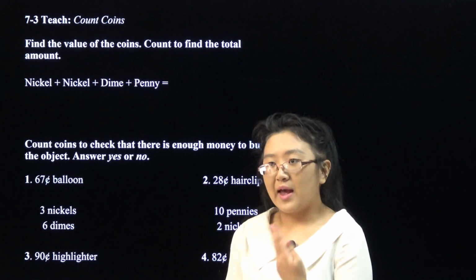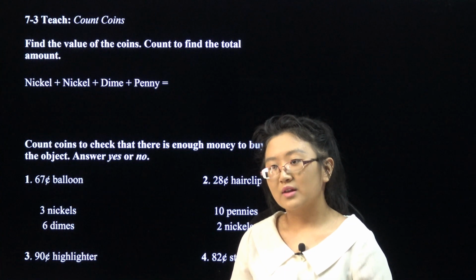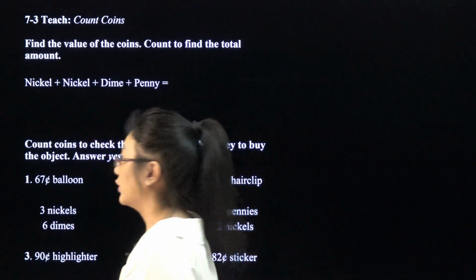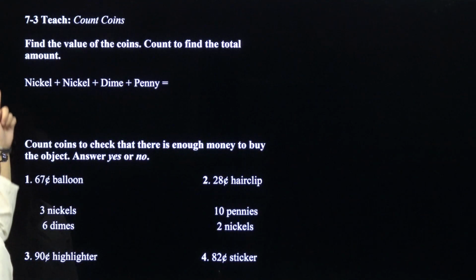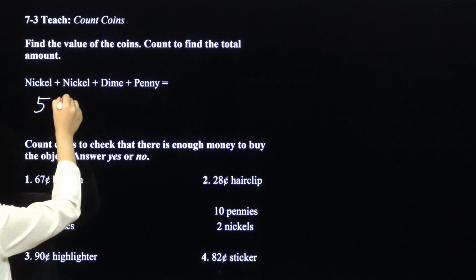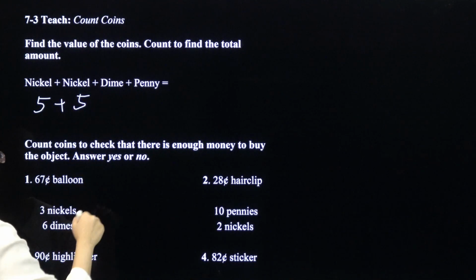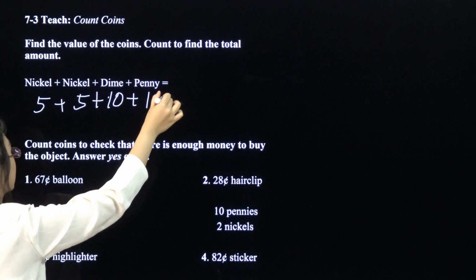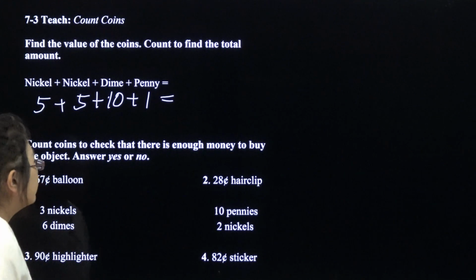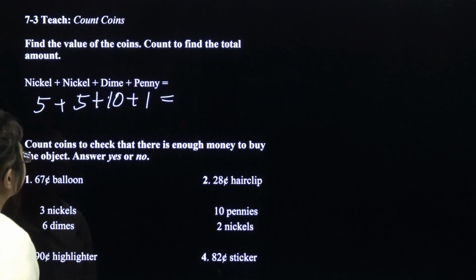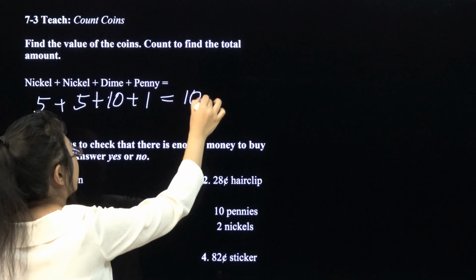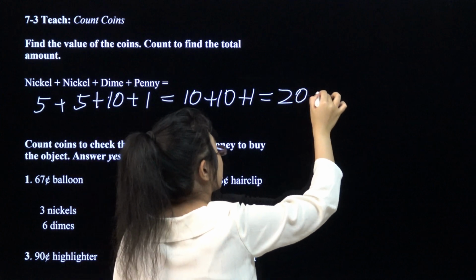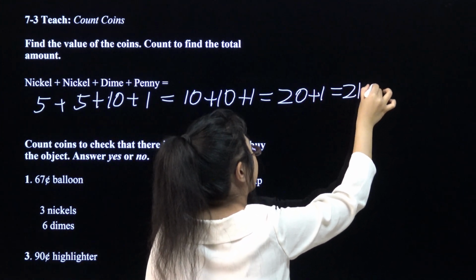Now let's count some coins. So instead of just skip counting when there's one type of coin, what about multiple types of coins? For example, here we're going to find the total amount of these coins. So we have a nickel, which is 5 cents, plus another nickel, which is another 5 cents, plus a dime, which is 10 cents, plus a penny, which is 1 cent. What do we get? Well, if we do some addition, we end up with 10 plus 10 plus 1, and then we end up with 20 plus 1, and then we end up with 21 cents.